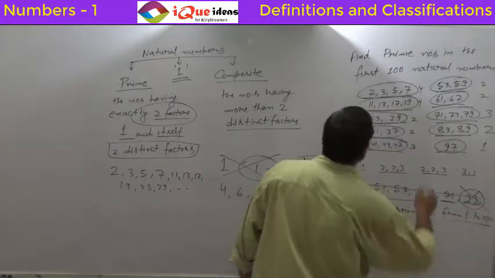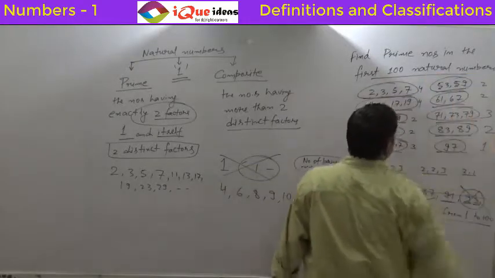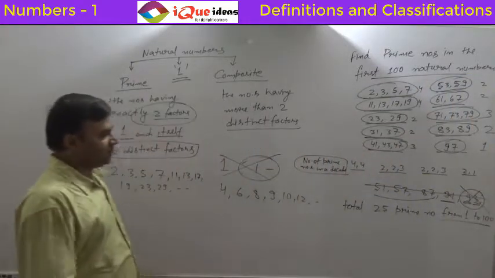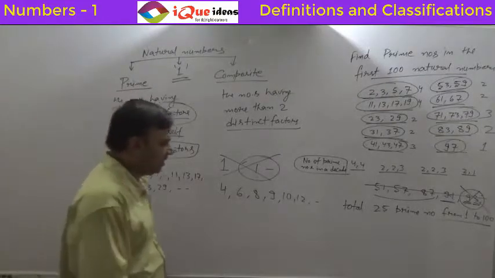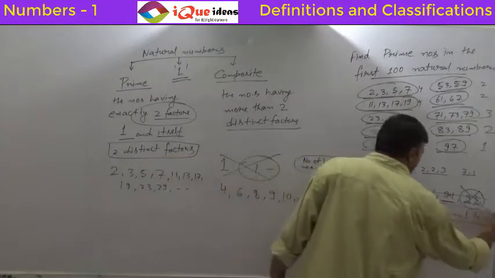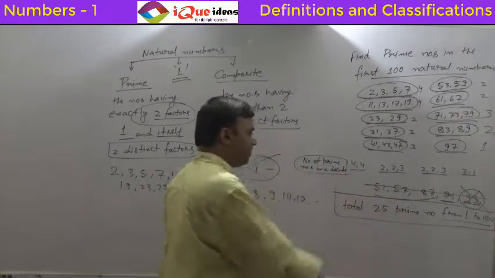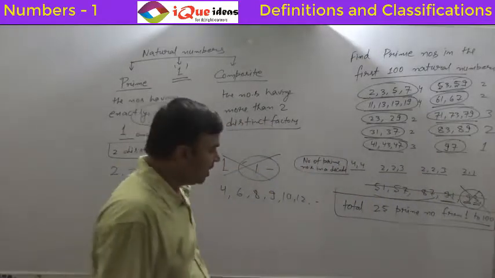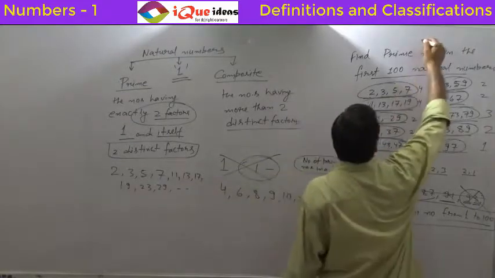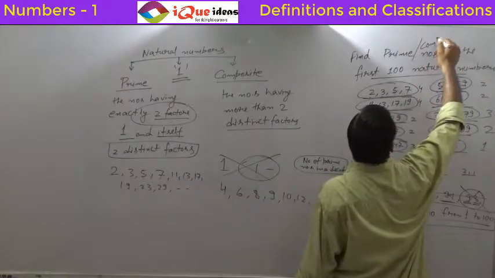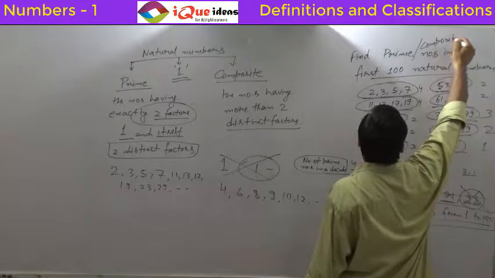That's what we said. The first 100 natural numbers. First 100 natural numbers means from 1 to 100. So there are a total of 25 prime numbers from 1 to 100. Are we clear in this? There are a total of 25 prime numbers from 1 to 100. How many composite numbers are there? Can somebody tell me how many composite numbers are there from 1 to 100?